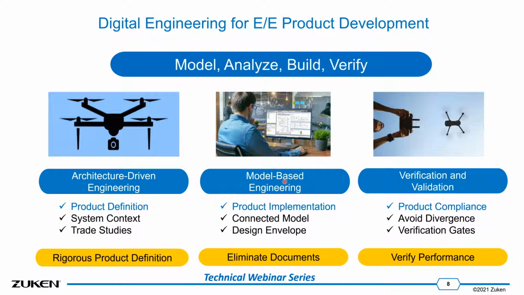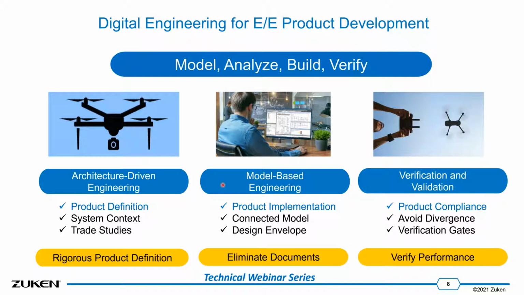The first category is the architecture-driven engineering process, which starts with the product definition and establishing the system context, establishing trade studies, and using the use cases, behaviors, requirements, and parameters to confirm the assumptions that the early product design takes into account while designing, of course. And what we get out of that is a rigorous product definition.